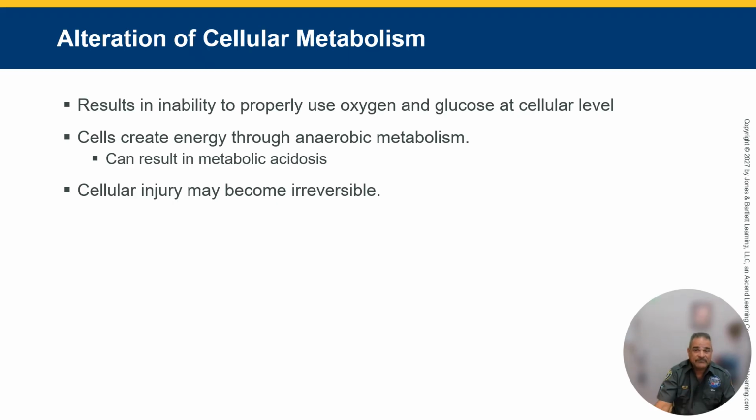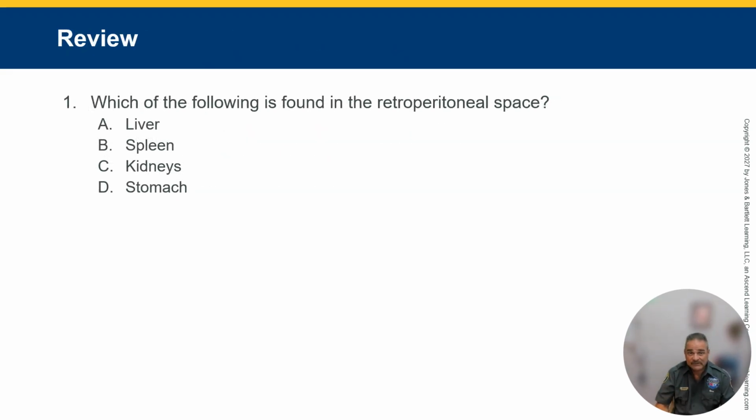Let's talk about a review now. Let's go over a few questions and see if you guys can come up with the answers. And if you have difficulties, again, reach out to me. So let's go with review question number 1. Which of the following is found in the retroperitoneal space? Remember, these are definite test questions, both National Registry and also on our program as well. What do you think?